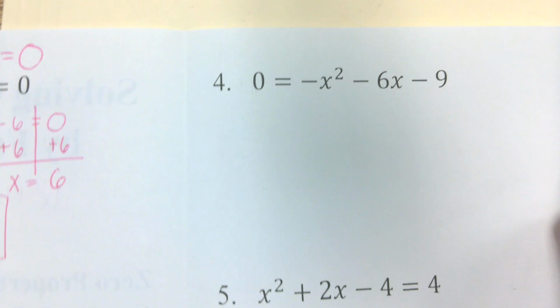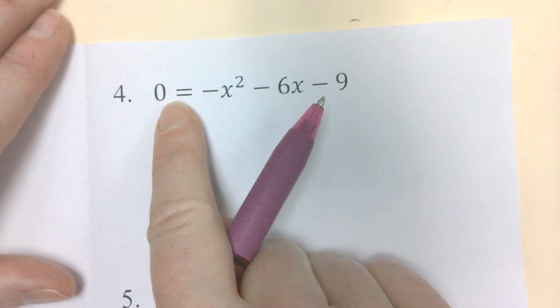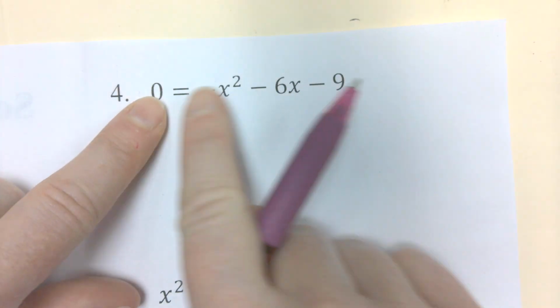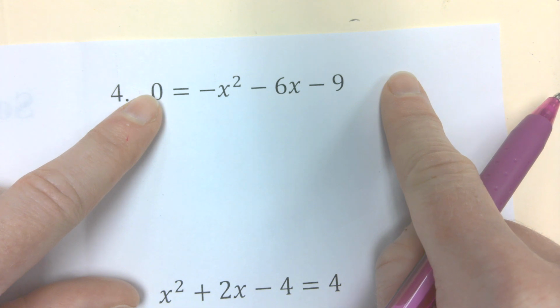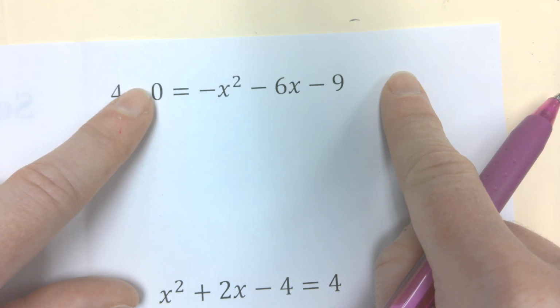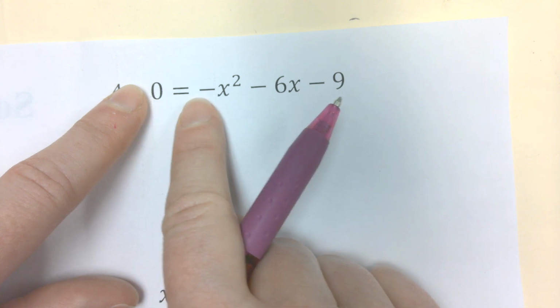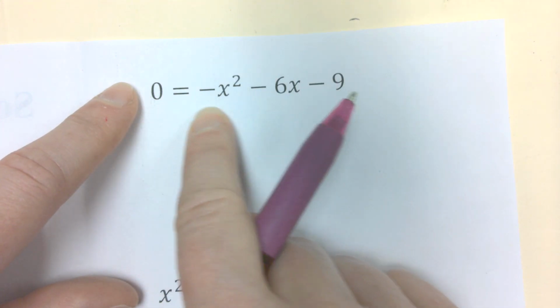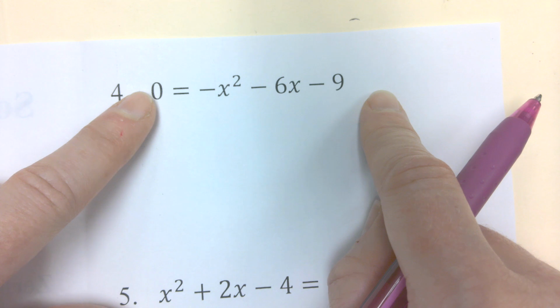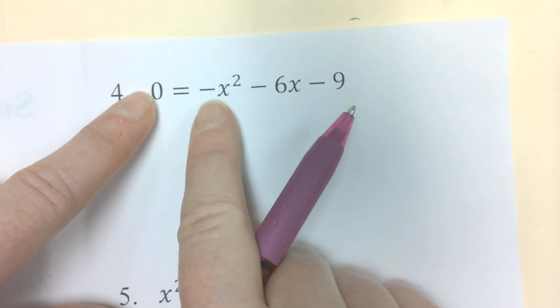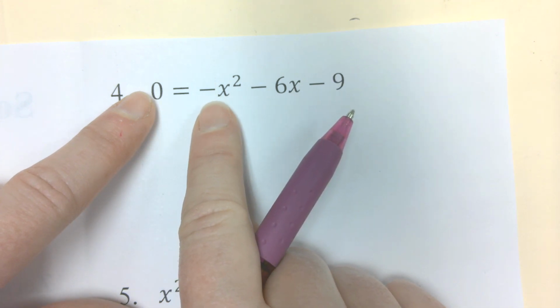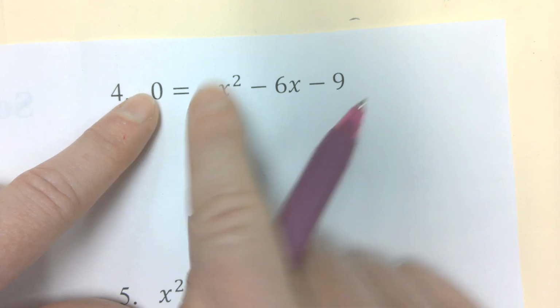All right, let's go to number 4. This is written the same way. It just says equals 0. So it's still equals 0 even though it says 0 equals. But look at our trinomial. Look at that first term. Whenever you have a first term that's negative, you have to factor out that negative first.